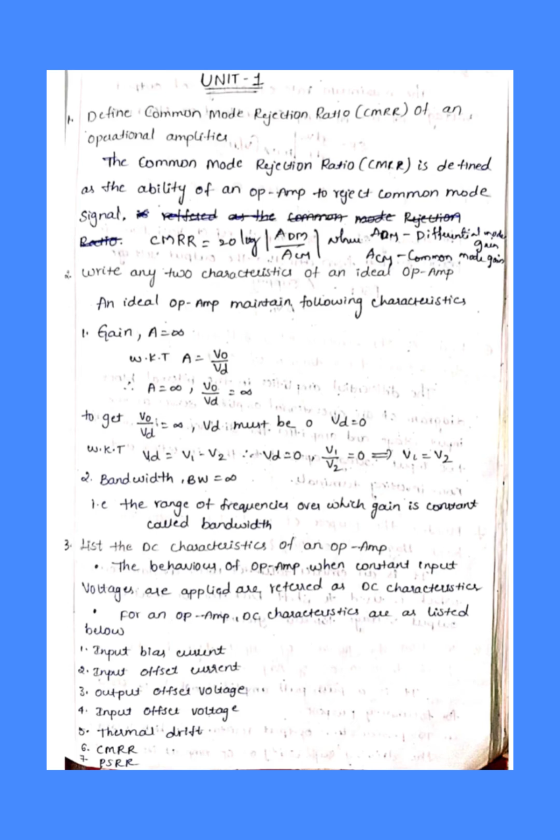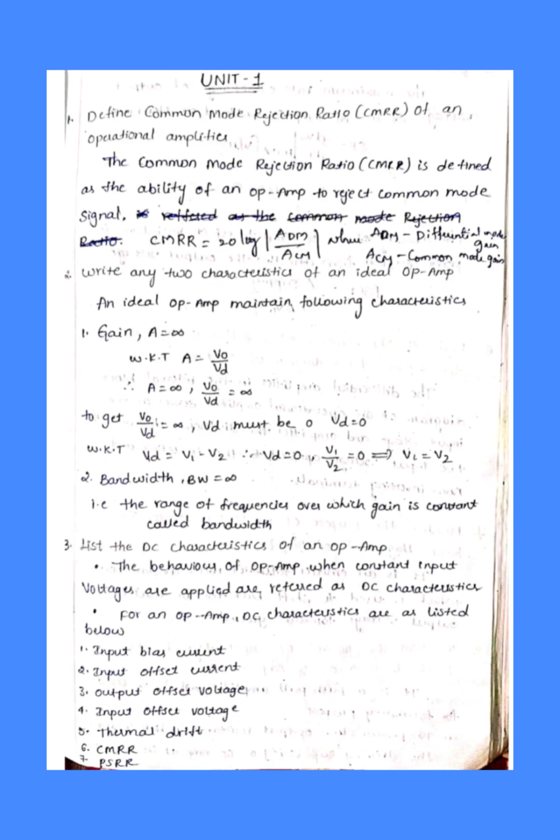Next question, question number 2. Write any two characteristics of an ideal op amp. An ideal op amp maintains the following characteristics. Many are there, two we are mentioning here. One, gain is infinity, and two, bandwidth is also infinity. What is gain? We know that gain A is equal to V0 by Vd, that is output voltage by differential voltage, and A is equal to infinity. That means V0 by Vd equals infinity, and to get V0 by Vd infinity, Vd must be 0.